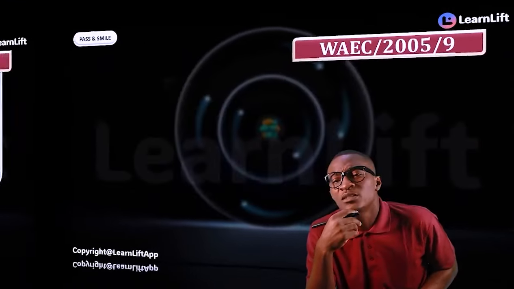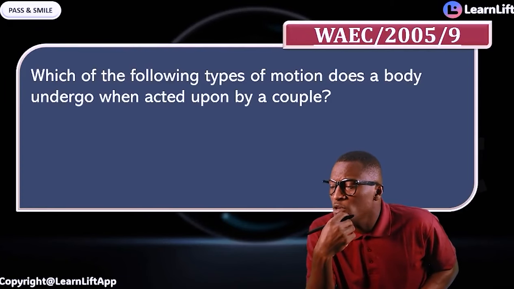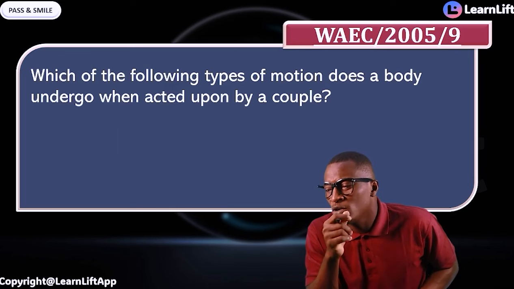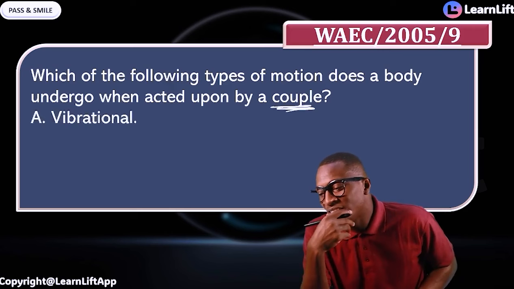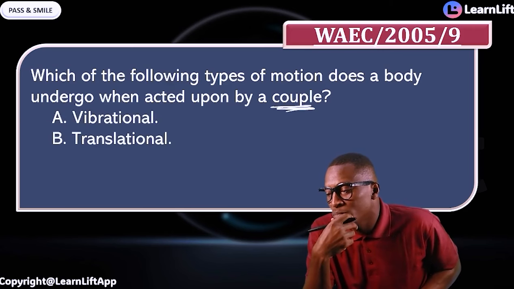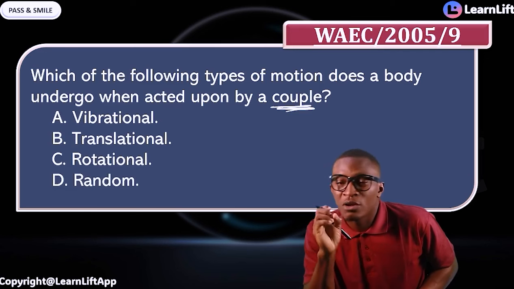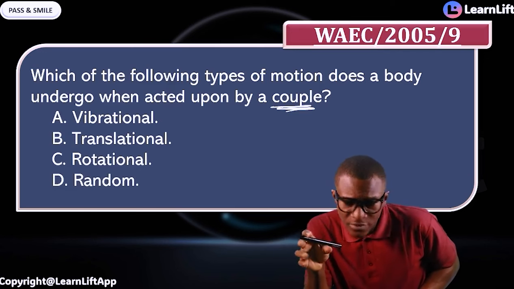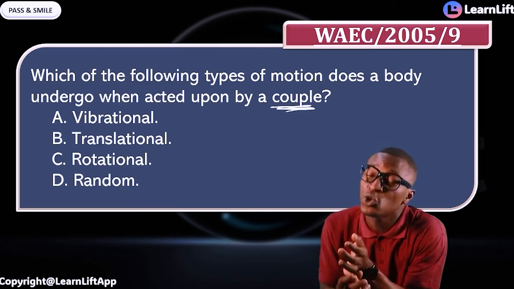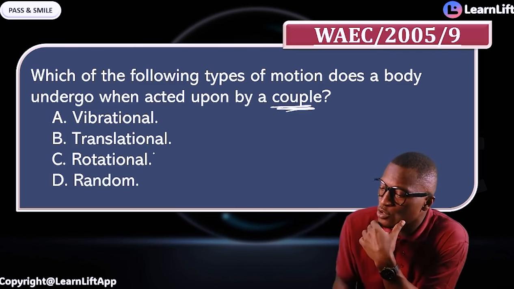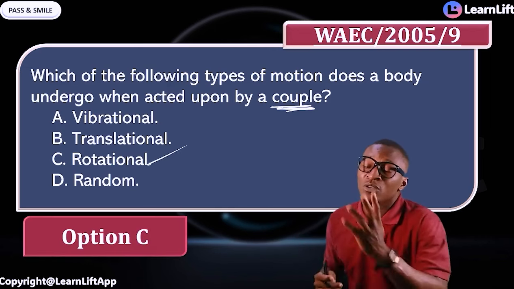Quickly, if you say you understand that, let's see WAEC 2005 question 9. The question says: which of these types of motion does a body undergo when acted on by a couple? Option A, vibrational motion; B, translational motion; C, rotational motion; D, random motion. The motion of a body acted upon by a couple is rotational. So option C becomes the answer, rotational. That is 3 questions from WAEC.